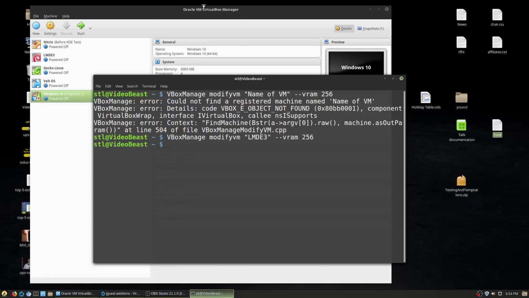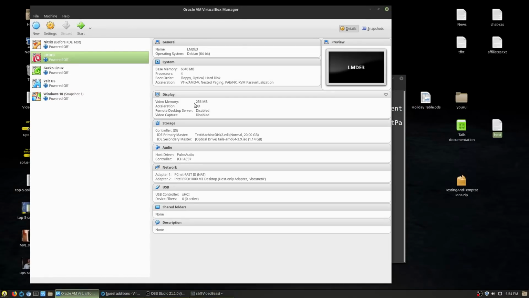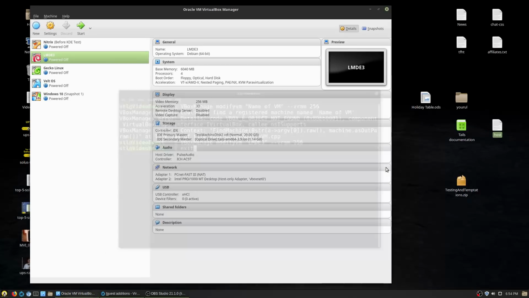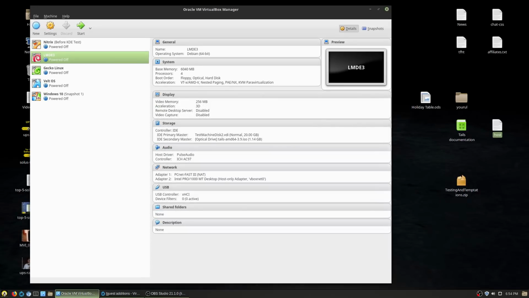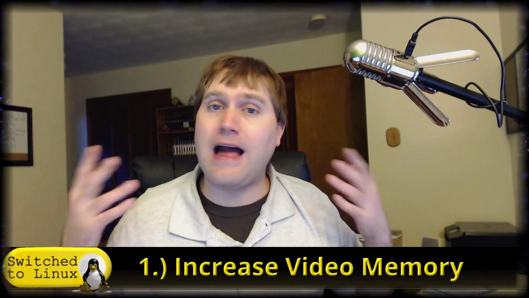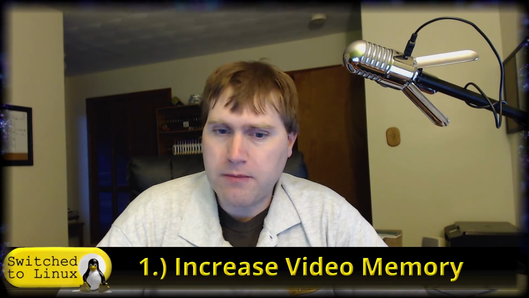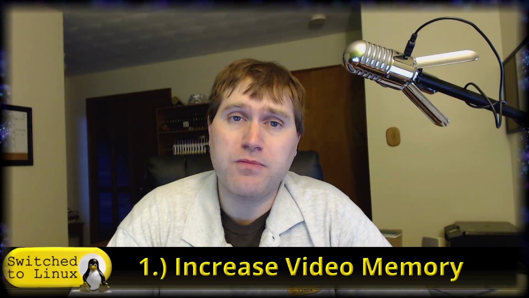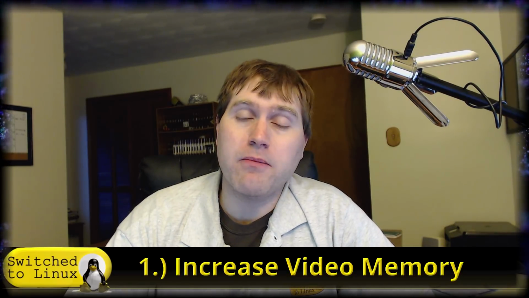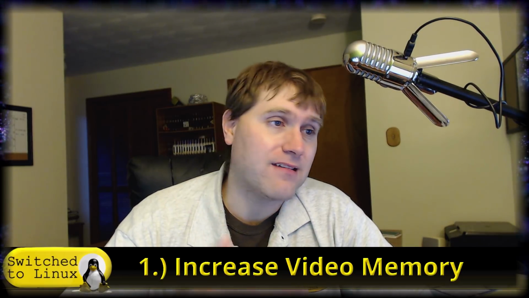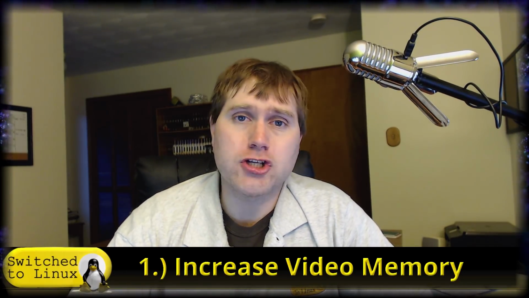Hit enter, and now when I come back to my Linux Mint Debian Edition, you will find that I do now have 256 megabytes of video RAM there. Why I can't do that in VirtualBox just by scrolling, I have no idea. Just be aware that the more video memory, the better experience you're going to have. I wish that they would have the ability to just run that slider bar in the GUI all the way up to 256, but it doesn't. But you can still do that through the terminal command.